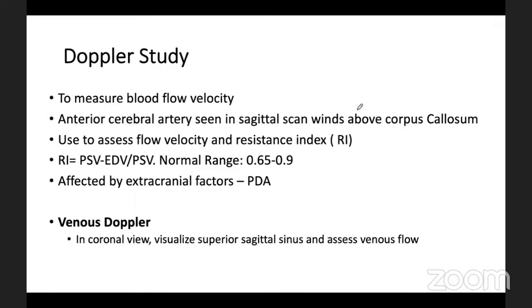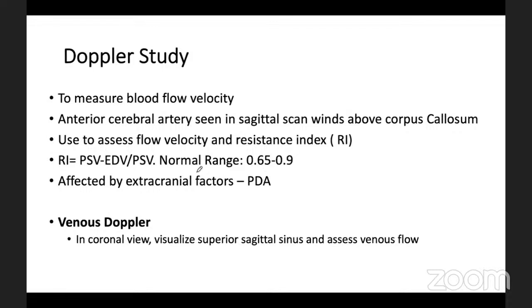Let's talk a little bit about the Doppler study. Doppler study is mainly to measure the blood flow velocity, and usually it is taken from the anterior cerebral artery, which is seen in the sagittal view above the corpus callosum. The main thing to measure here is the resistance index, which is calculated automatically by the machine, but you should know the formula: peak systolic velocity minus end diastolic velocity, divided by the peak systolic velocity. The normal range is between 0.65 and 0.9.